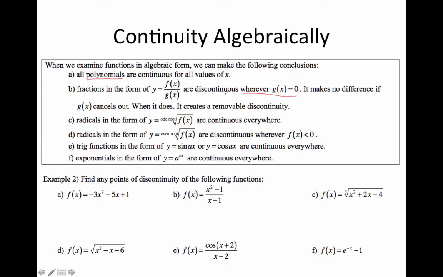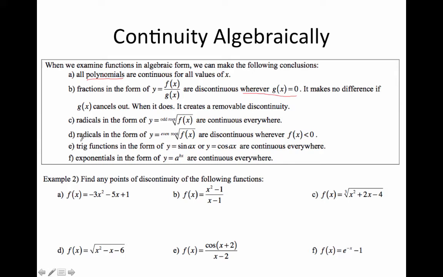If you have a fraction, a rational function, you're going to have a discontinuity whenever your denominator is 0, so whenever g of x is 0, because you'll have an undefined function value, a number over 0. It doesn't matter whether or not you can cancel out a factor. It'll still be discontinuous. The difference is, when you can cancel something out, the type of discontinuity is a removable discontinuity as opposed to a vertical asymptote.